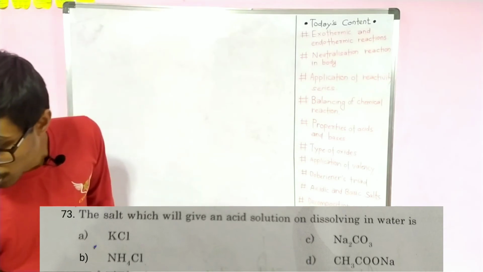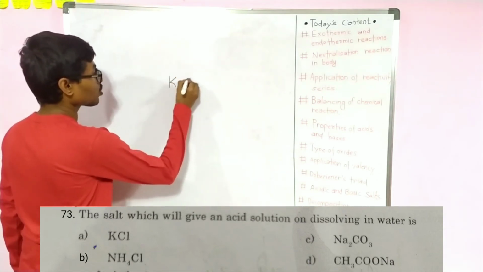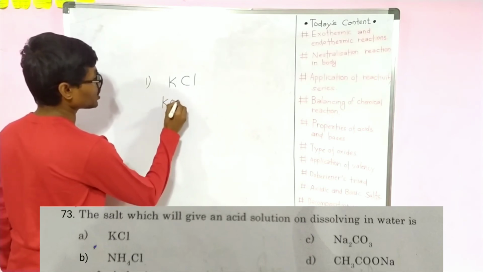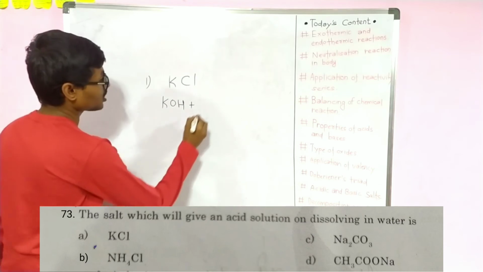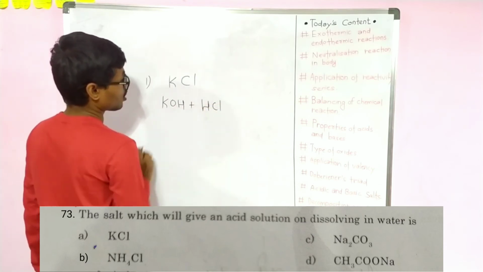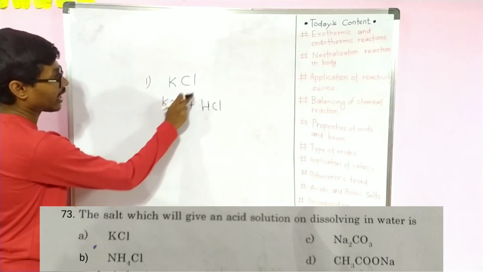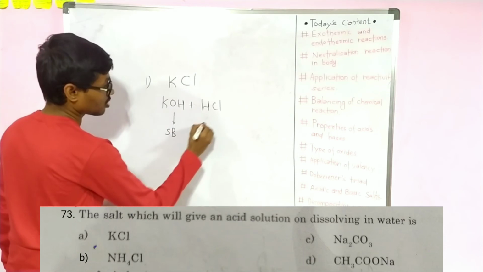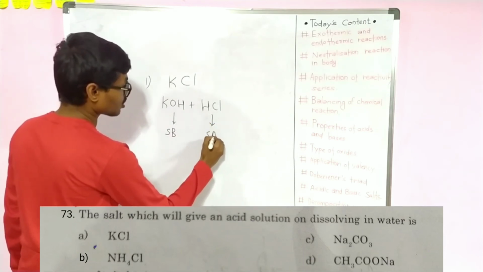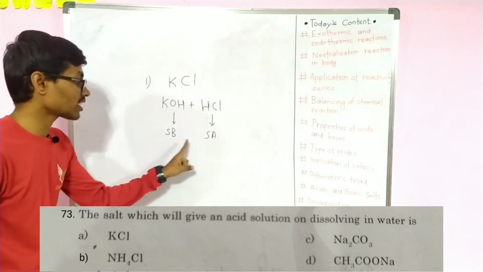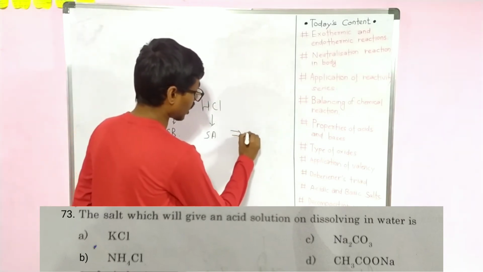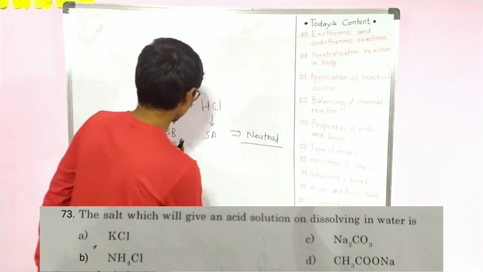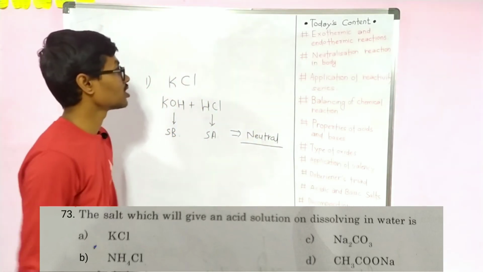Now they have given first option KCl. KCl is combination of KOH plus HCl. Base in this salt is KOH and acid in this salt is HCl. It is strong base and it is strong acid. Salt of strong base and strong acid is always neutral.